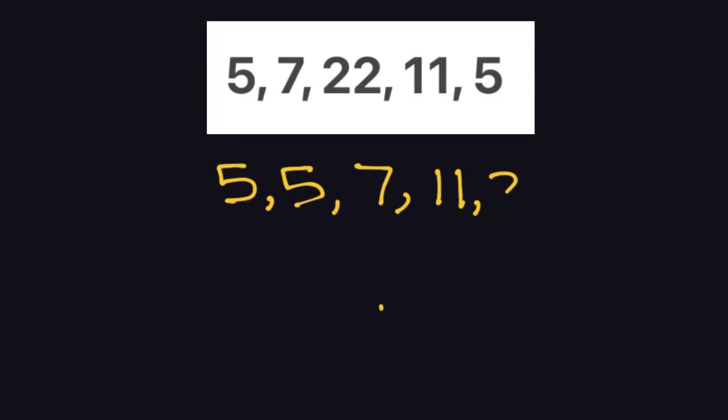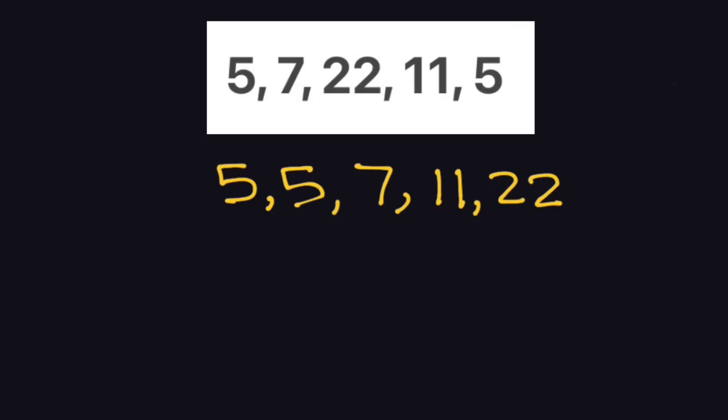So now let's go over finding the median, or the middle value, of our data set. The first step in finding the median is to set all of the numbers in our set in order from least to greatest. So the smallest number I see is 5, then a 7, 11, and 22. So all we've done is set these numbers in order from least to greatest.